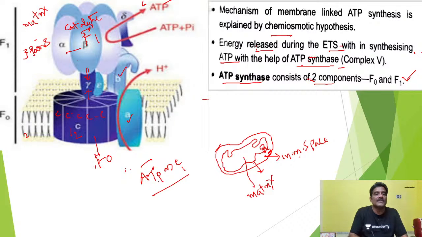So these protons are pumped like this. Here you see the concentration of protons is more on this side, the intermembrane space. And these protons are moving like this through the connection between F0 and F1.